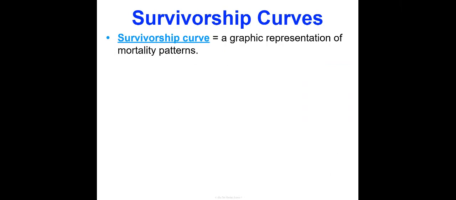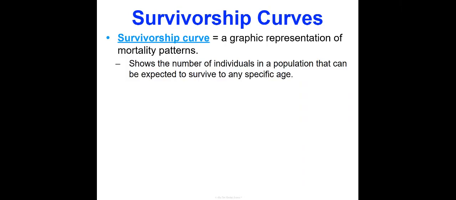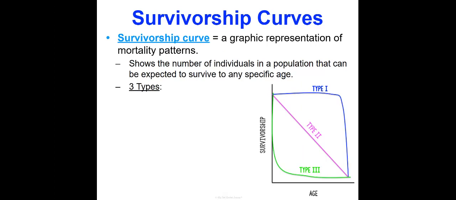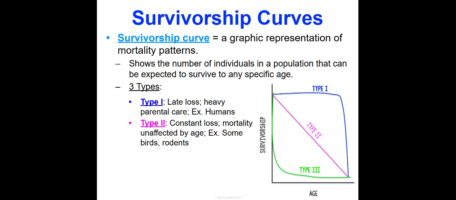We have something called survivorship curves. The MCAS likes to bring a lot of graphs, so definitely be familiar with these. It's a graphic representation of mortality patterns, and it's going to show the number of individuals in a population that can be expected to survive, like age expectancy. So type 1 is like humans, so they live for a while and then they all kind of have an average lifespan. Late loss, heavy parental care.